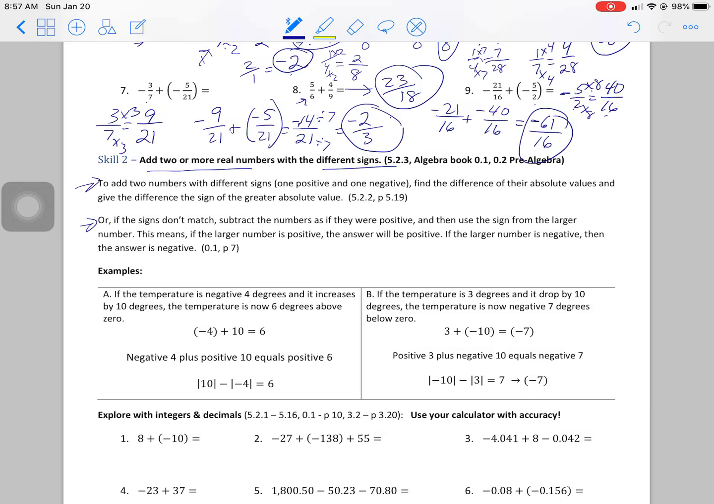Let me read through them. This one says to add 2 numbers with different signs, one positive, one negative. Find the difference of their absolute values and give the difference the sign of the greater absolute value. I have an example below. Let me read this other one. If the signs don't match, subtract the numbers as if they were positive, then use the sign from the larger number. That means if the larger number was positive, then the answer will be positive. If the larger number is negative, then the answer will be negative.